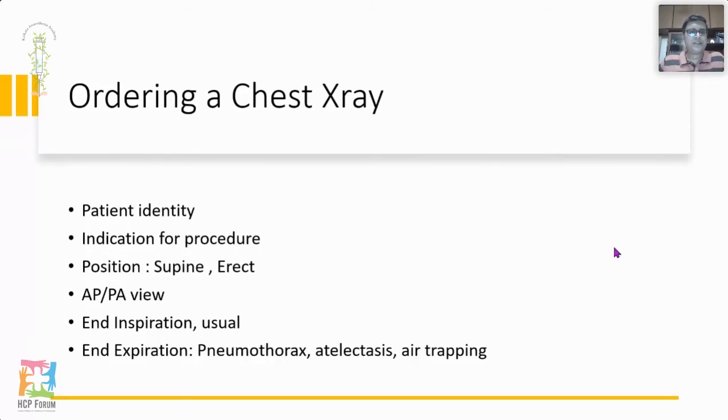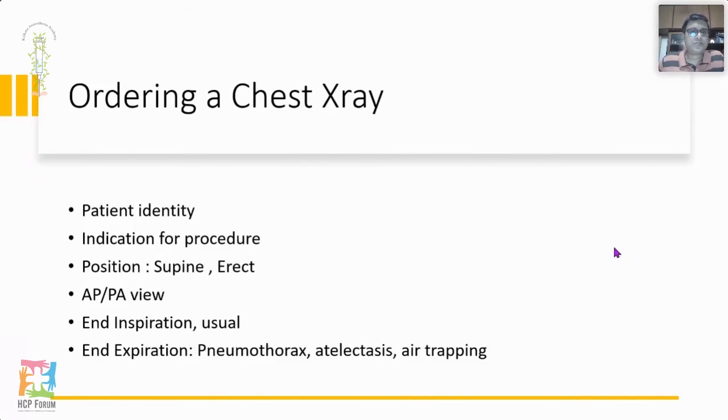If we are taking the x-ray in a supine position, then it will be an anterior posterior view. That is, the chest x-ray film will be behind the patient, in approximation with the patient's back. Usually if anything is not specified, then the chest x-ray is taken in end inspiration, because end inspiration inflates the lungs and we want the lungs to be nicely visualized.